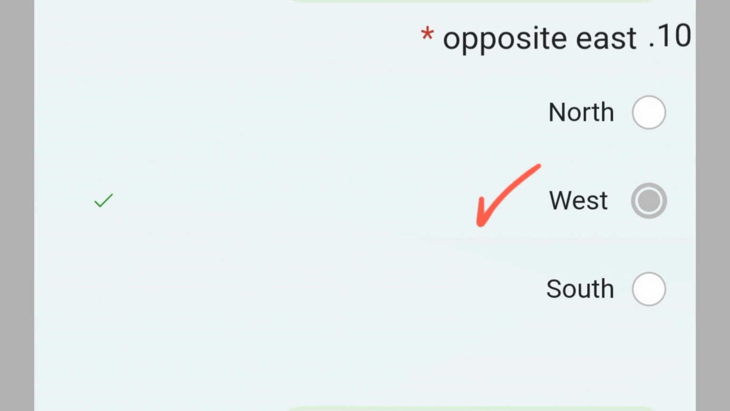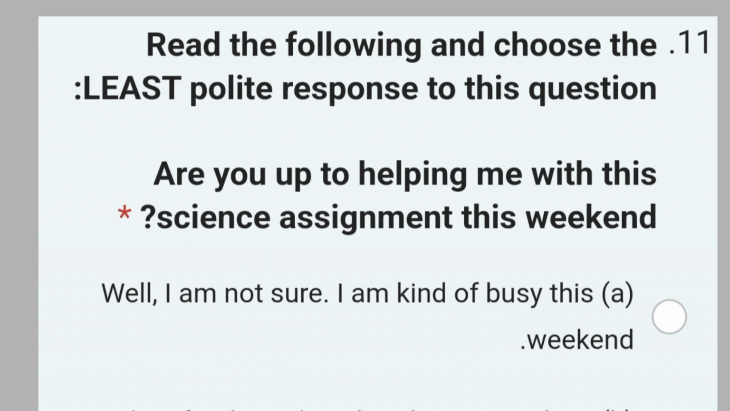10. Opposite east: North. West. South. 11. Read the following and choose the least polite response to this question.